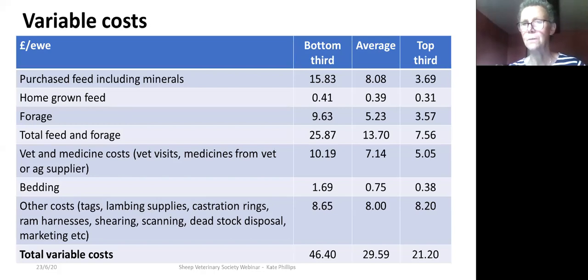It looks like the top third farmers spending 38 pence on bedding are housing their ewes for a very short period of time, whereas the bottom third seem to be keeping them in potentially for a much longer period, or are paying much more for their bedding. Sundries, all those bits and pieces, are very, very similar across all farms, but you'll see in terms of variable costs, a huge difference between the top third and the bottom third farmers. So just giving you that huge scale difference from those who are pretty efficient with the utilisation of their variable costs to those who probably aren't.